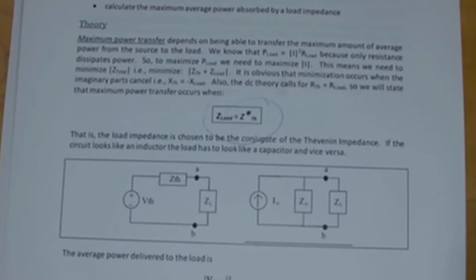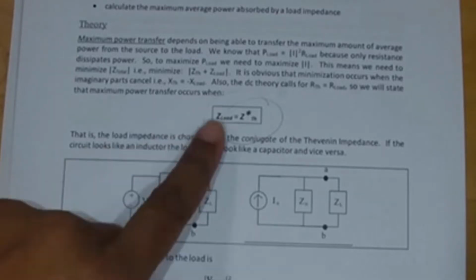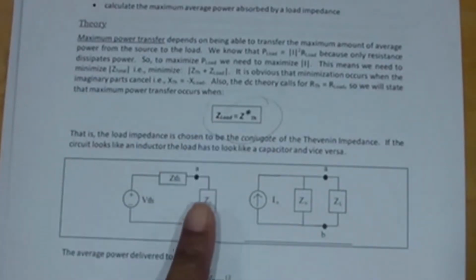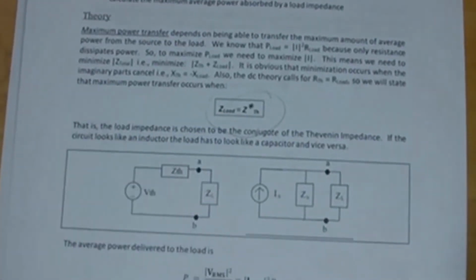So if I have a Thevenin equivalent circuit and I want maximum power transfer, I need to let the load equal the conjugate of the Thevenin impedance. What that does is it cancels out the reactive power, or the inductor and capacitor. So it maximizes power delivery because it's purely resistive at that point. Yeah, questions about that?